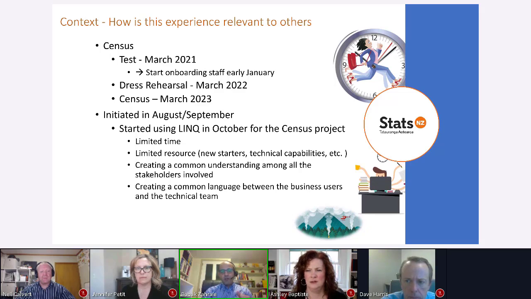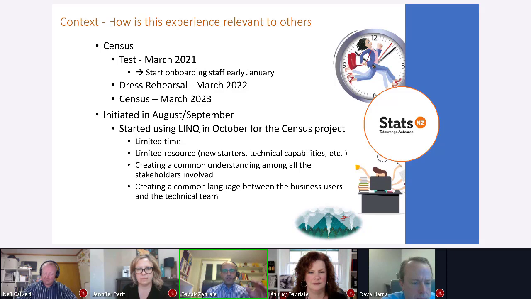I would like to highlight some of the timelines that we were facing at the time when we started. So we were targeting a test in March 2021, which is now done and dusted. We are looking forward to our dress rehearsal next year, which means we are onboarding people. We should start having all of our systems in place by the end of this year. And census proper will take place in 2023, which means we will be onboarding people in late 2022. Looking at timelines, you will get a sense of where we were when we started and the pressure we had for the delivery of an MVP for our test.